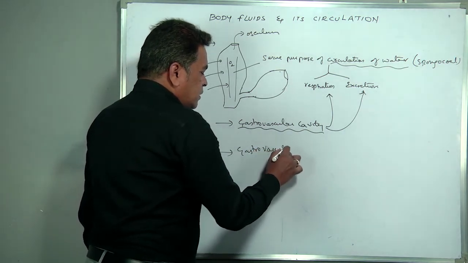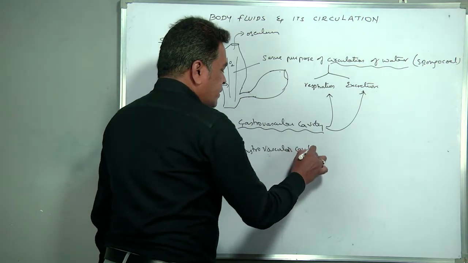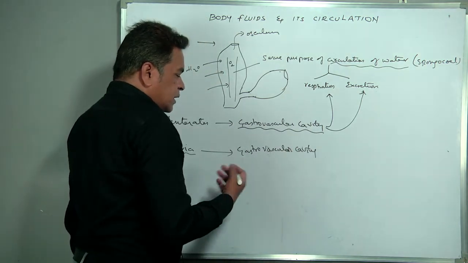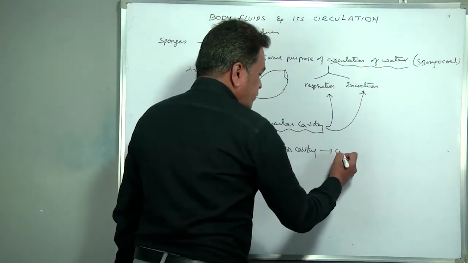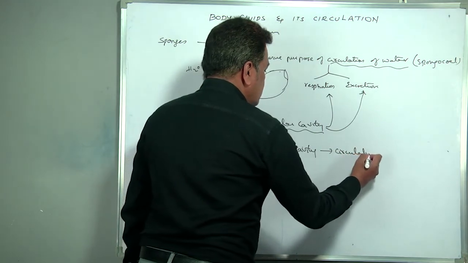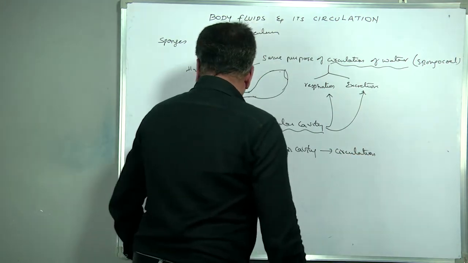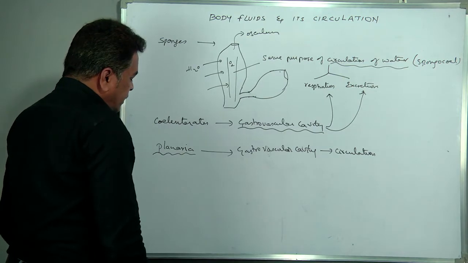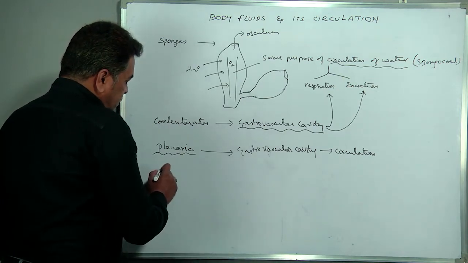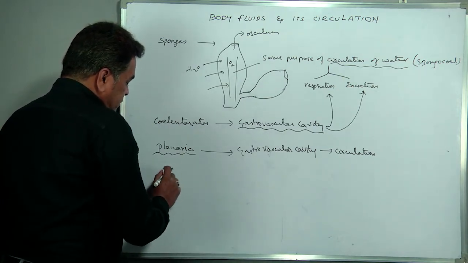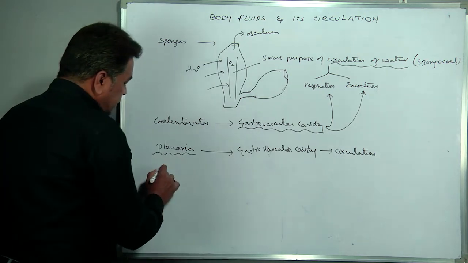Gastrovascular cavity, which serves the purpose of circulation. Here the circulation can be seen in planaria. And in case of annelids, that is in earthworm.